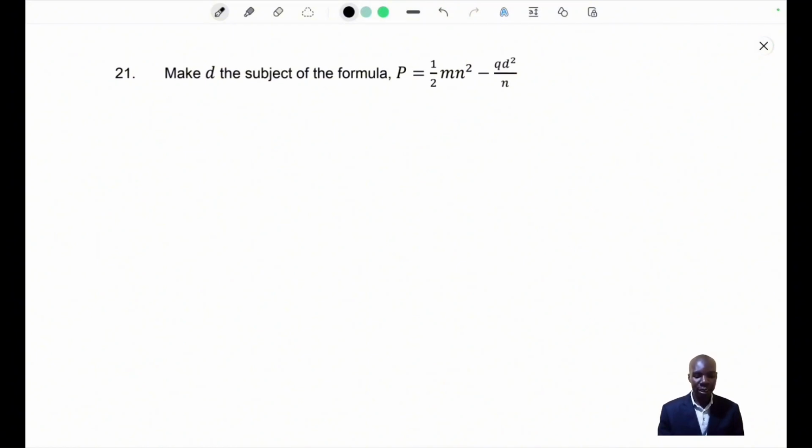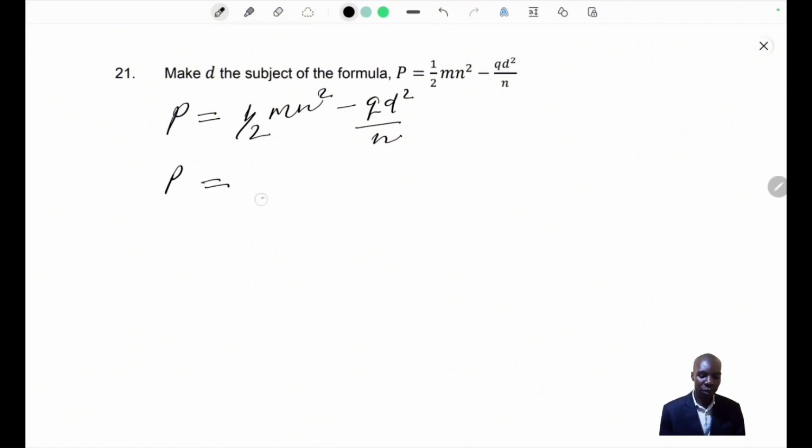Number 21, make D the subject of the formula. P equals 1 over 2 m n squared minus qd squared over n. So we are given P equals 1 over 2 m n squared minus q d squared over n. We want to make D the subject of the formula. So what we can do here, we can get the LCM of the right-hand side, which will be 2n. And we'll say 2 goes here n times.